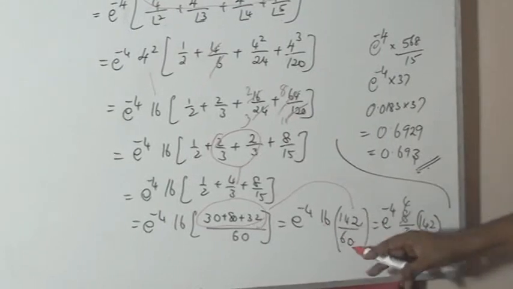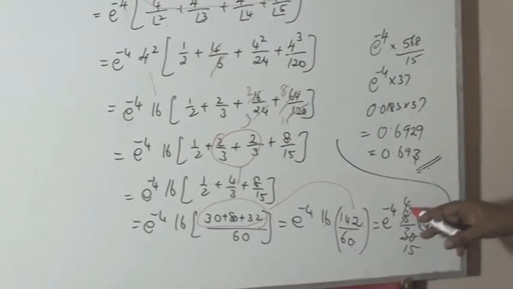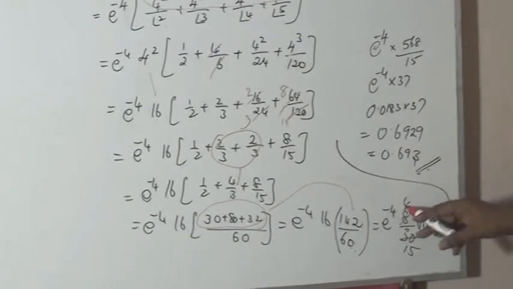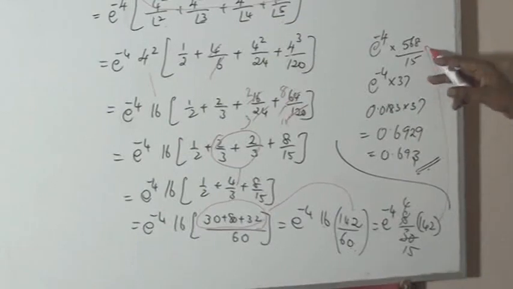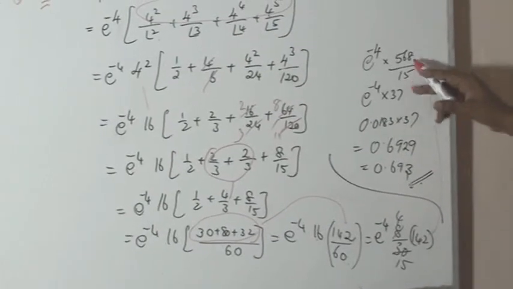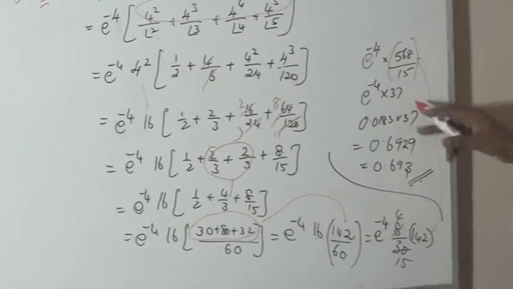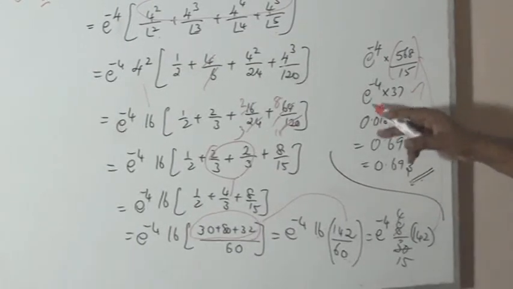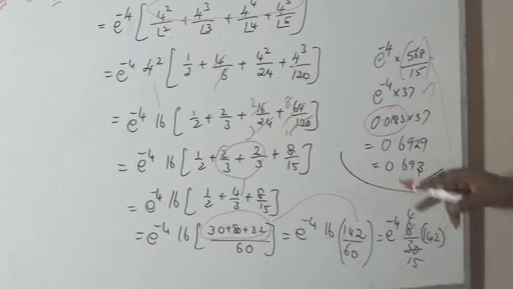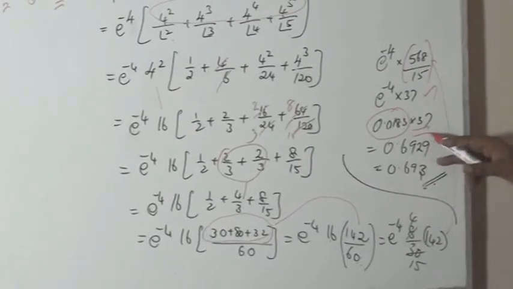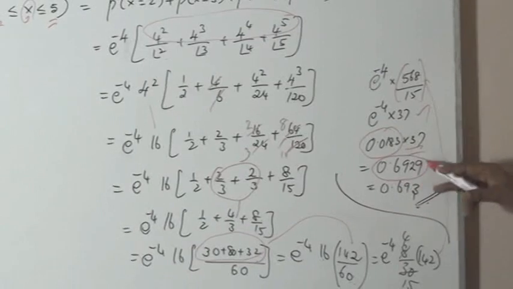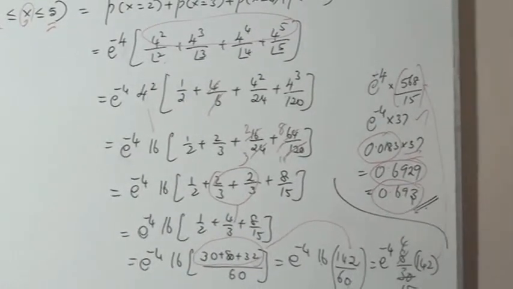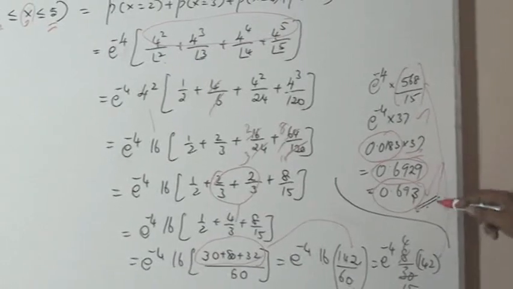Again we can cancel 16 and 60. 4 2s are 8, 15 2s are 30. Therefore 4 into 142 gives you what? 568 divided by 15. When you simplify this, we'll get 37. So here e power minus 4 value is what? 0.0183 into 37. So when you multiply this, we'll get 0.6929. It is approximately equal to 0.693. So this is a required probability.